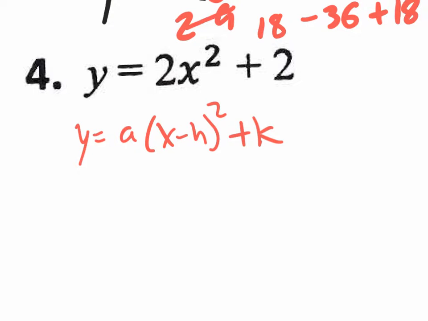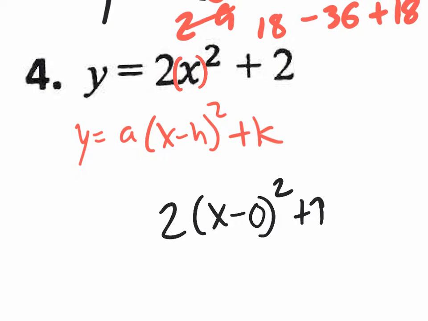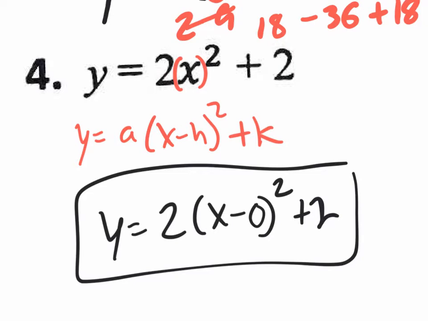Or you could say, you know what? There really is parentheses around the X. But what would the H be right in there? Yeah, so you'd have X minus 0, since there is nothing being subtracted in there, squared plus K, which is 2. So technically, this is your vertex form equation. So that's the shortest method of doing that one. But by recognizing that you could put parentheses around the X, that simply means that the H value is 0, K value is 2, the A value is 2. So there's your vertex form equation.